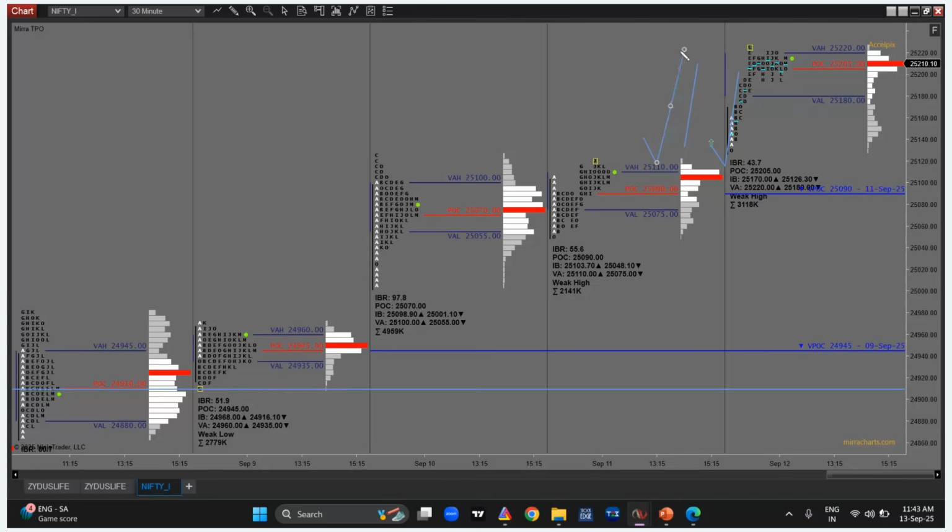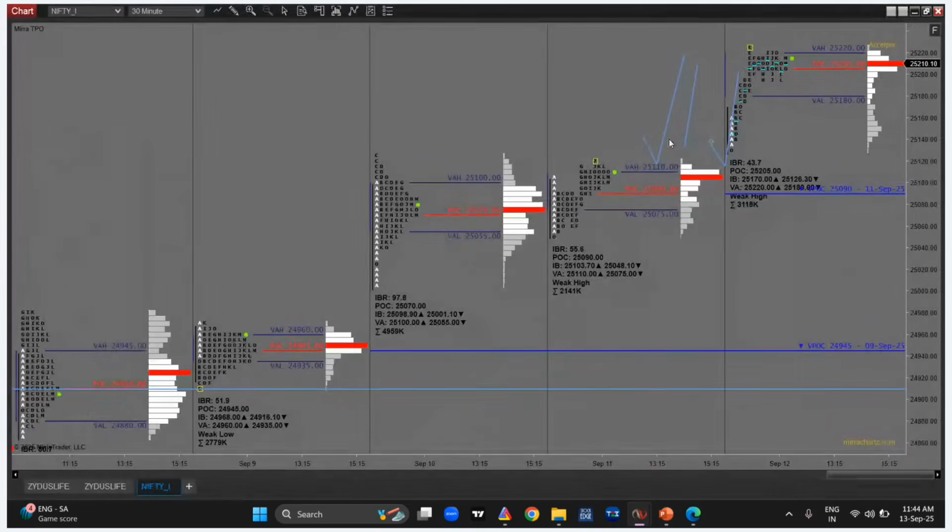Okay. So this is the difference between these both. Open test drive: it tests some meaningful level, then drives up. Open drive is just open without testing anything. It keeps on driving. Okay. So this is the classification of the open drive.